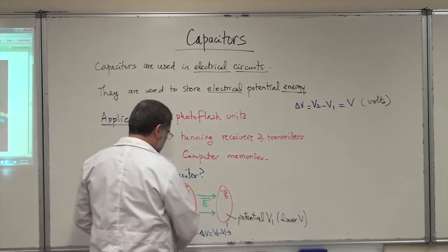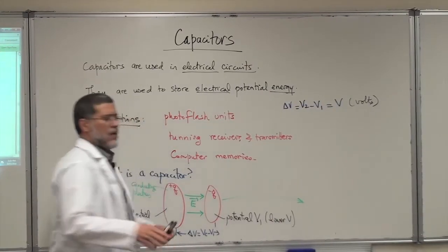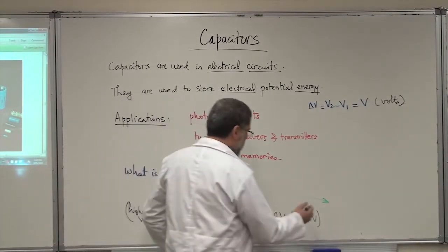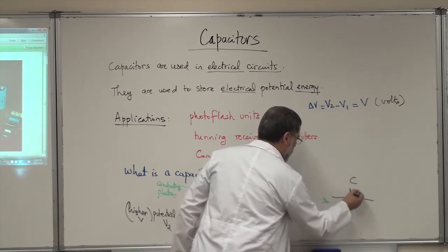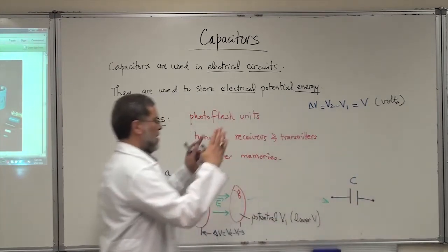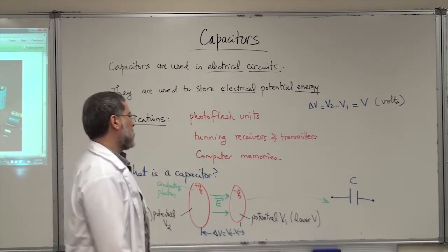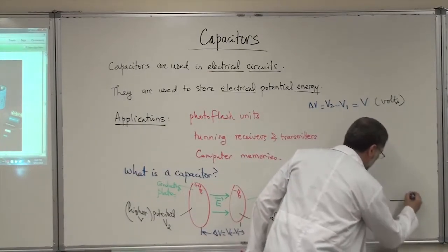Now, this configuration actually, if you look at a schematic diagram of an electric circuit, capacitors come like this. This is the symbol of the capacitor, okay? That's C. Two lines, and they are parallel lines, and they have the same dimensions, the same length.